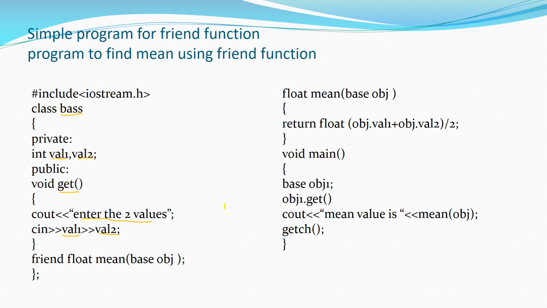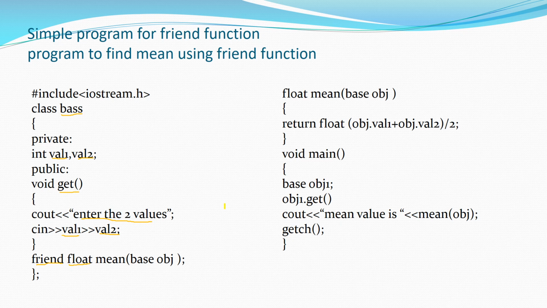Now let us see how I'm going to declare the prototype of a friend function. As I told you in the syntax, the friend function should be declared using the keyword friend, followed by the return type. Since the mean value is a decimal value, it is nothing but a floating value, so I'm going to take the return type as float.